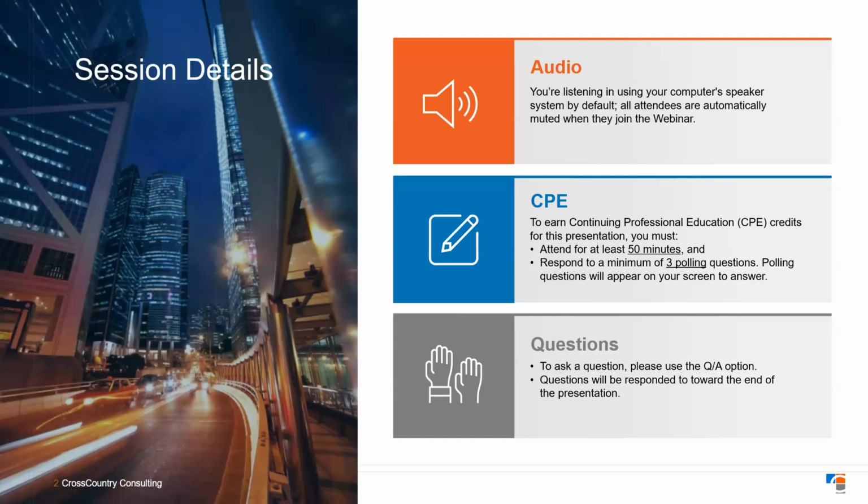Before we dive in, a few quick notes. You're all connected via your computer speaker system, and all attendees are in a muted mode by default. To earn CPE credits, you must attend at least 50 minutes and respond to at least 3 polling questions, which appear on screen at various points during the session. If you have any questions throughout the course of today's webinar, please use the Q&A feature to submit them, and our post-production support team will do our best to respond to your questions throughout the session. If you stay with us until the end, we'll also have dedicated time for additional Q&A.